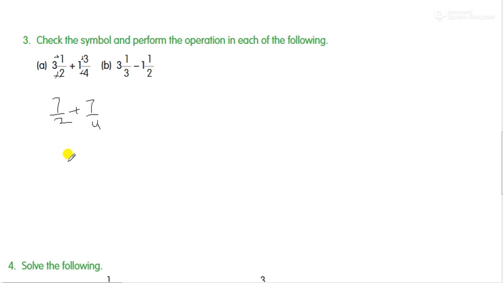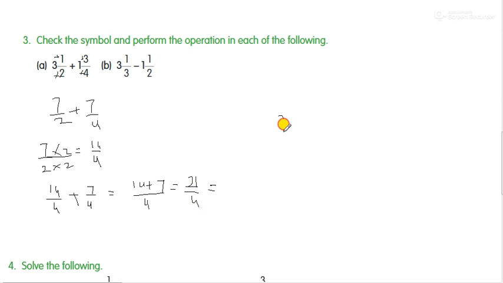Now here the denominators are different. So here take 7 by 2 and multiply numerator and denominator with a 2. So here 14 by 4. Now add 14 by 4 plus 7 by 4 equals, denominators are 4 and 14 plus 7 equals, so 21 by 4.